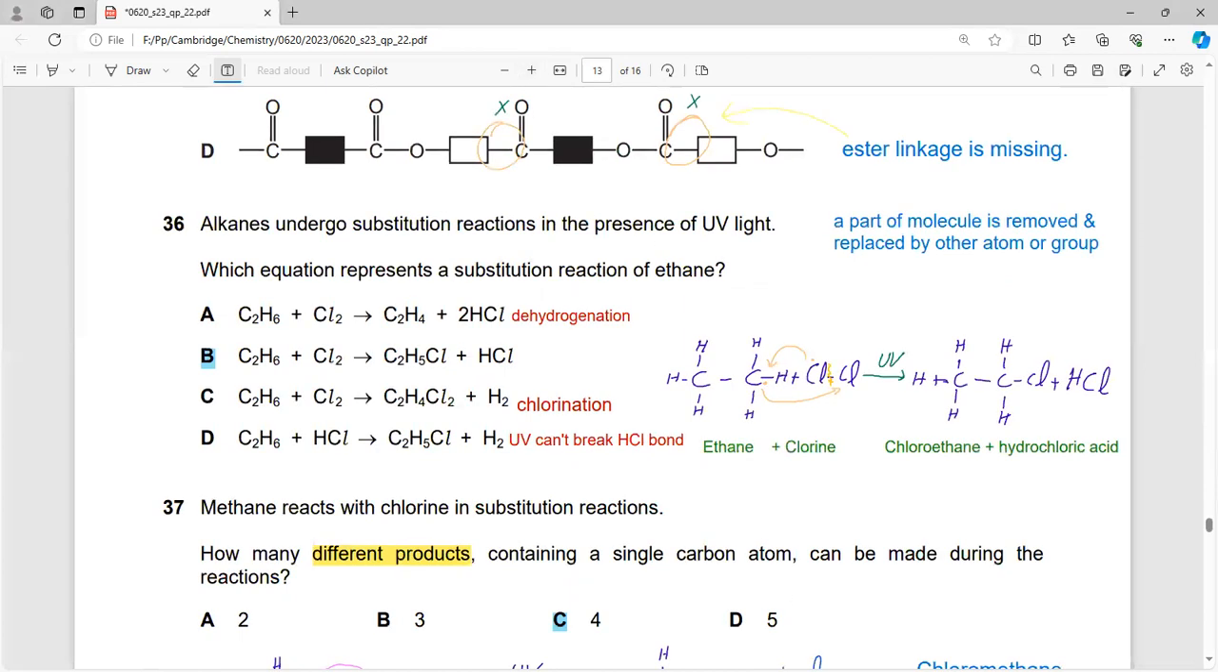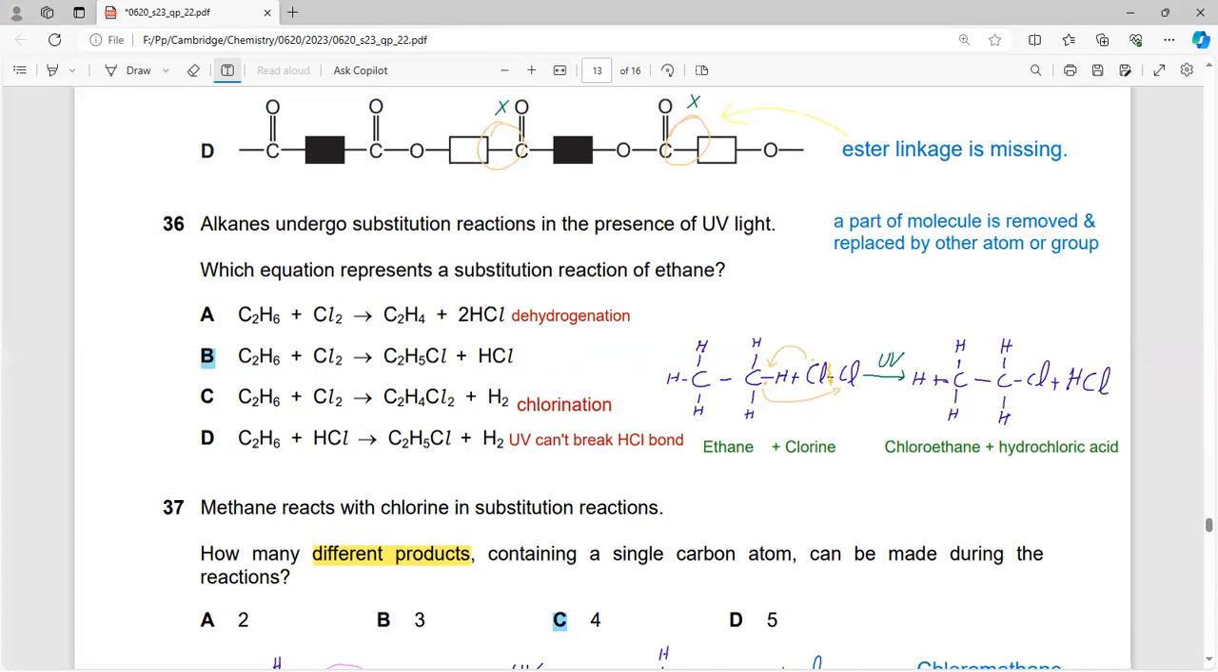Question number 36: alkanes undergo substitution reactions in the presence of ultraviolet light. Which equation represents the substitution reaction of ethane? We define a substitution reaction as one where part of the molecule is removed and replaced by another atom. For example, ethane reacts with chlorine gas and produces ethene and hydrochloric acid. Dehydrogenation is taking place in A, so option A is wrong.